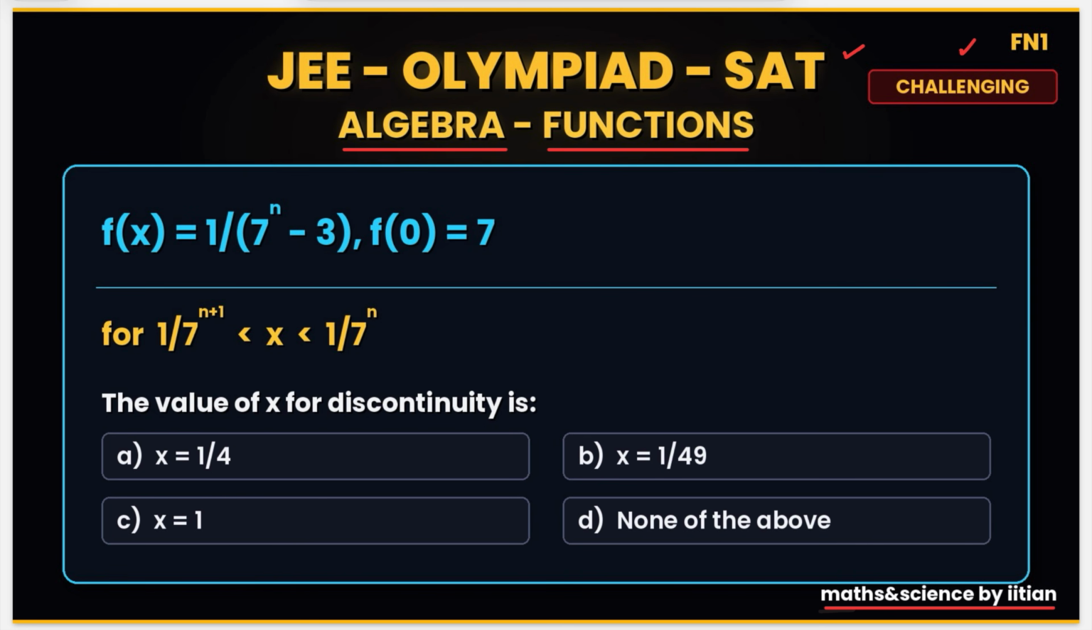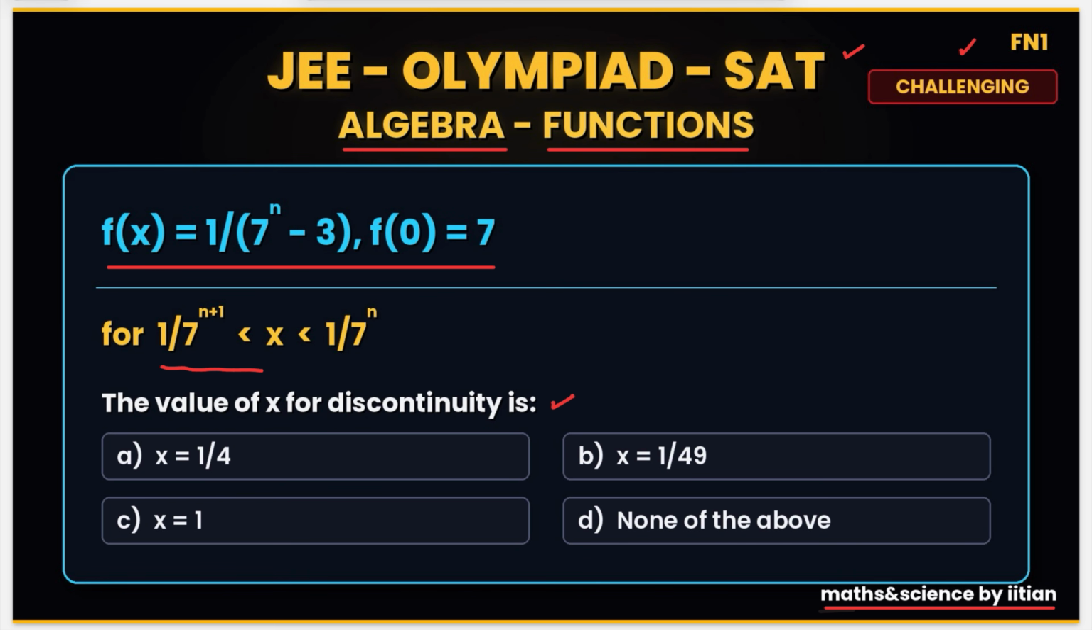Here, what is given here? Function f(x) is equal to 1 divided by 7 to the power of n minus 3, and f(0) is equal to 7. That is what is given. What we have to find out? The value of x where a discontinuity is present between the intervals.